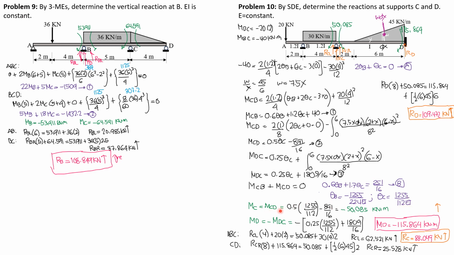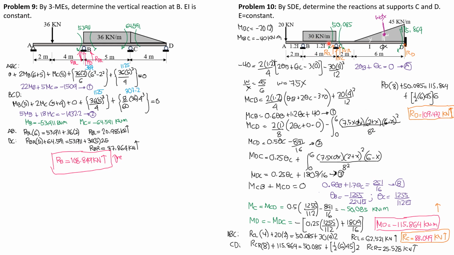Therefore, moment at C, which is moment CD, is substitute here 0.5 of theta C minus 891 over 16, and in decimal it is negative 50.085 kilonewton meter. MD on the other hand is the negative of MDC, because MDC is expected positive, so moment at D is the negative of MDC. Then it is negative of quantity MDC 0.25 of theta C plus 1809 over 16. So calculating, moment at D is negative 115.864 kilonewton meter. So that's the answer here.